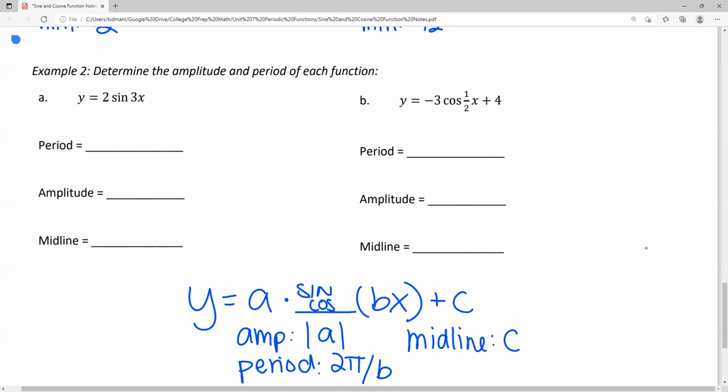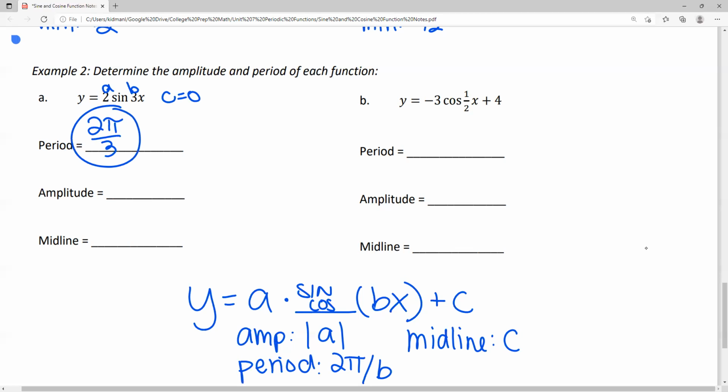So let's go ahead and take a look at each of our equations here to figure out where those pieces are. So with this first one, our period is 2 pi over b. This would be a, this would be b. C in this case would be 0 because there isn't anything added or subtracted. So our period would be 2 pi divided by 3. And that's how long it would be.